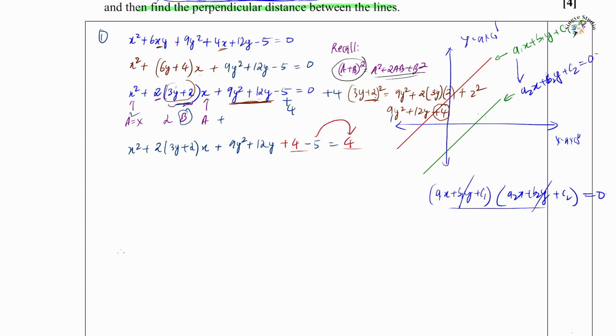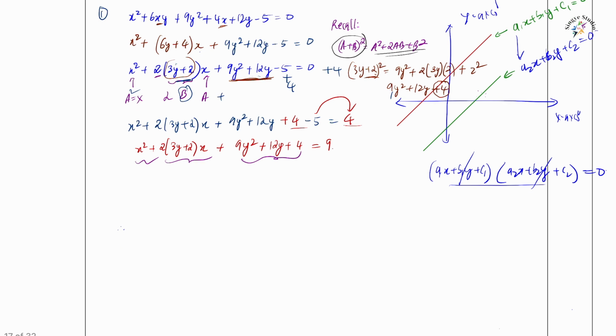Then move this here, then it will become just plus of 9, right? So I will get x squared plus 2·3y plus 2x plus 9y squared plus 12y plus 4 equals to 9, like this. Now this one, this one, this one can be simply written as (x plus 3y plus 2) whole squared, equals to 9.